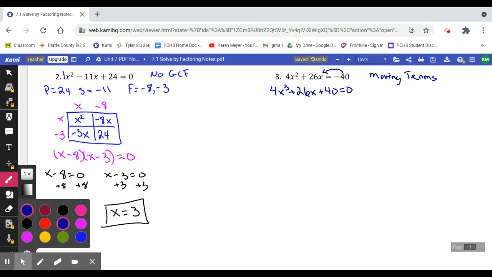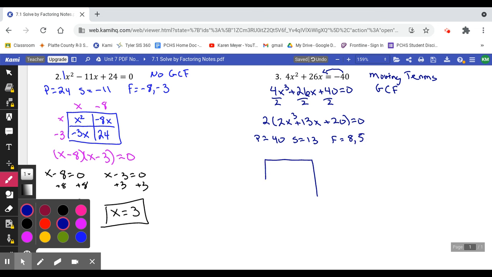Next thing we always say is, does it have a GCF? And then hopefully you're going to say, yes, it does have a GCF. And this GCF is 2. So that will give me 2x to the third plus 13x plus 20. Okay, product would be 2 times 20, which is 40. Sum is 13. What multiplies for 40 that adds for 13? If you know it, great. If not, make the list. You should come up with positive 8 and positive 5.